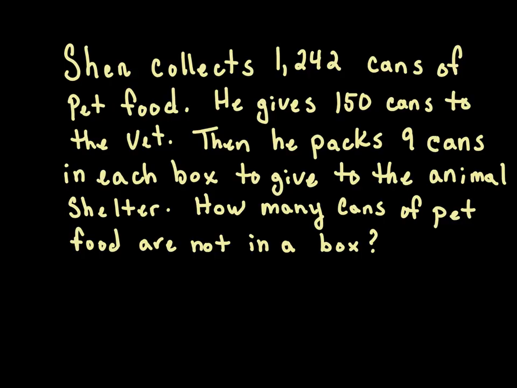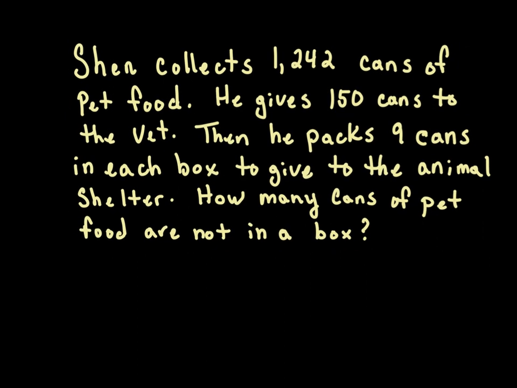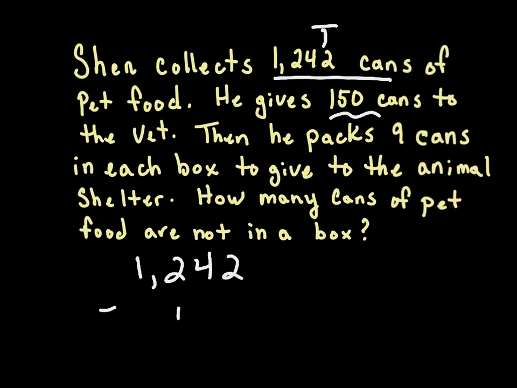Shen collects 1,242 cans of pet food. He gives 150 cans to the vet. Then he packs 9 cans in each box to give to the animal shelter. How many cans of pet food are not in a box? All right, so here's our total. But he's giving these cans to the vet. So this is a two-parter, and the first part is we're going to be subtracting, because we have to remove the 150, because he gave those away. 1,242 minus 150.